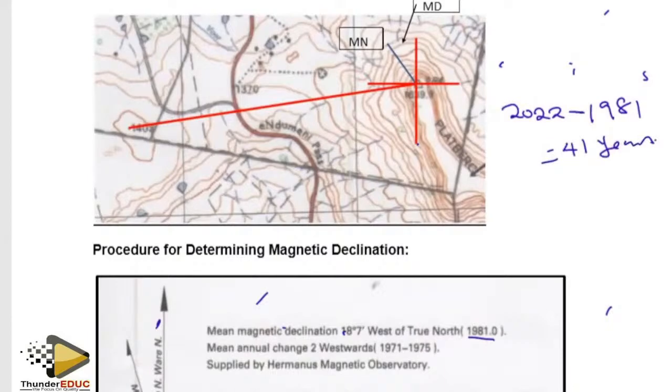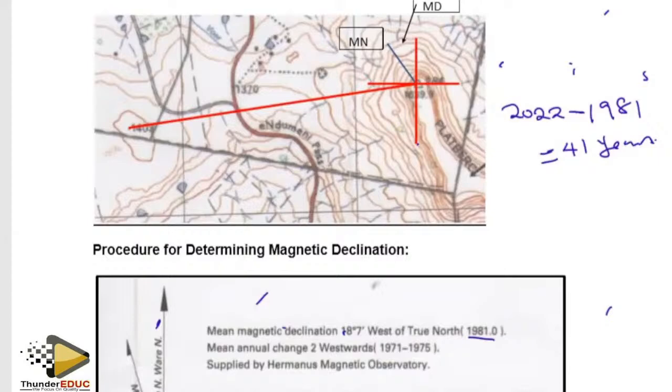Okay. Now, some of you make mistakes and say 1981 minus 2022. When you subtract that, it will give you negative years. We don't have years in negative. Please follow the right procedure. It's always the current year minus the year on the map. Okay, so which is 41 years.